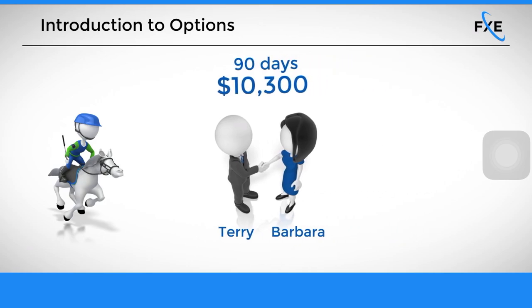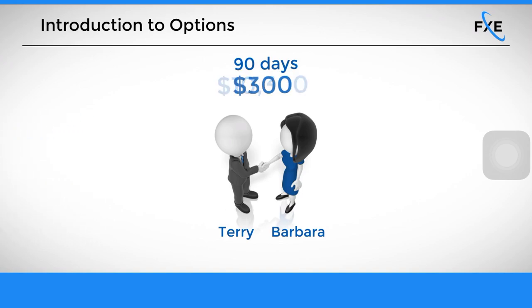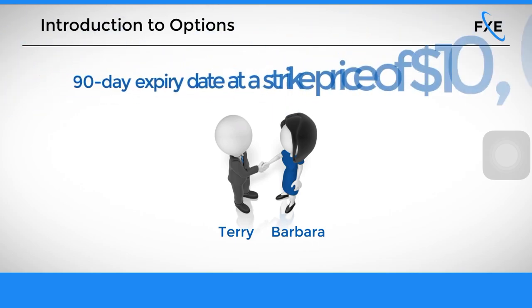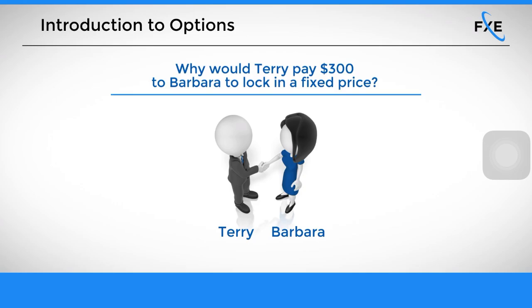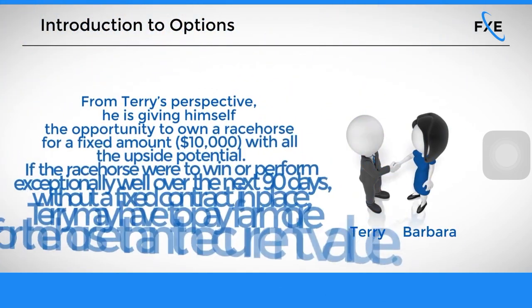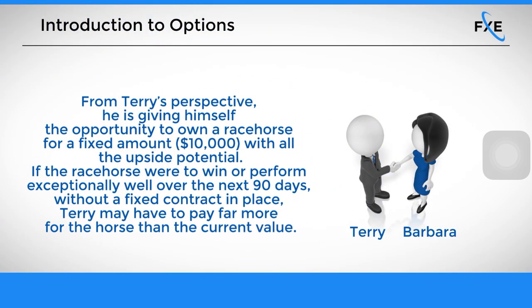Now, if Terry can't find the money or changes his mind about buying the horse, he can walk away with no further obligation or cost other than the $300 he paid to Barbara for the option to purchase the horse in 90 days. Terry and Barbara have effectively entered into an options contract with a 90-day expiry date at a strike price of $10,000. So why would Terry pay $300 to Barbara to lock in a fixed price? From Terry's perspective, he is giving himself the opportunity to own a racehorse for a fixed amount, $10,000, with all the upside potential.